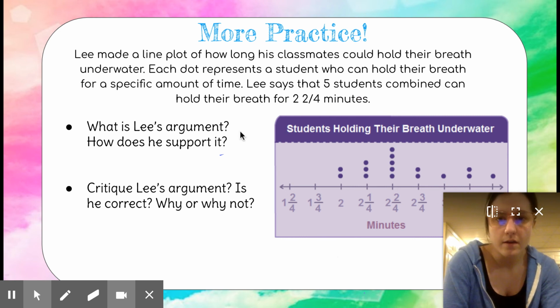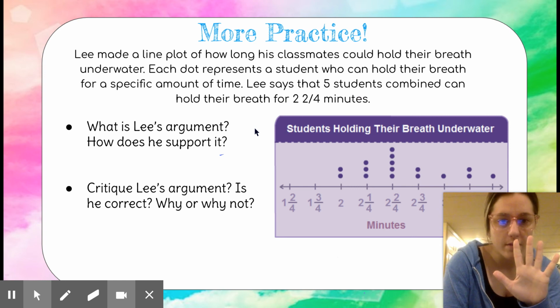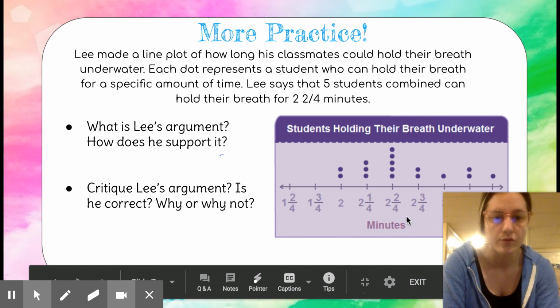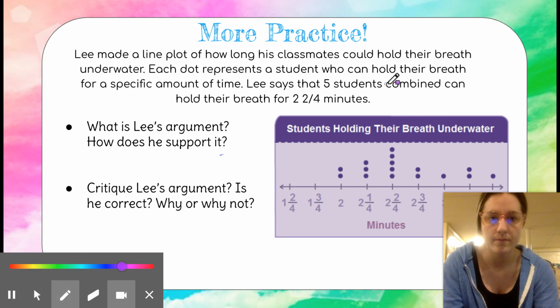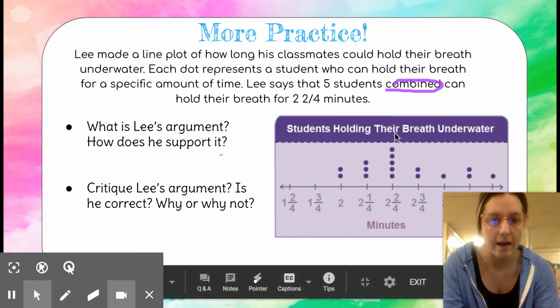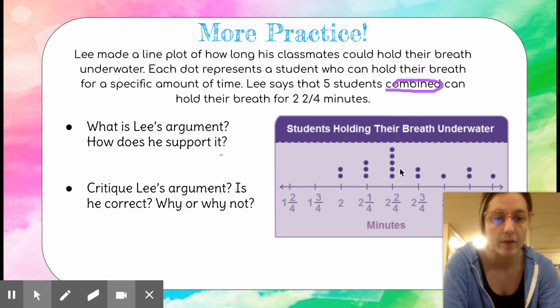Lee made a line plot of how long his classmates could hold their breath underwater. Each dot represents a student who can hold their breath for a specific amount of time. Lee says that 5 students combined can hold their breath for 2 and 2/4 of a minute. So 1, 2, 3, 4, 5 students can hold their breath for 2 and 2/4 of a minute, but he has that key word. And what is that key word? Combined. So if we were to combine how long they could hold their breath, it would not be 2 and 2/4 of a minute because we would have to add them.